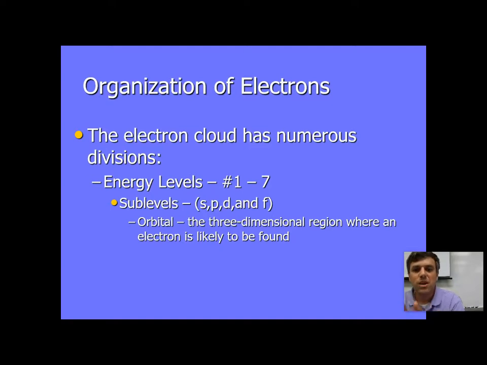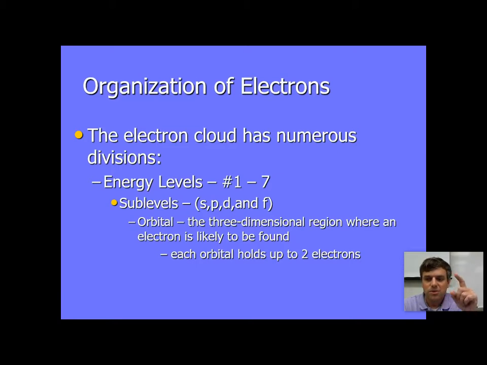Then, within the sublevel, there are orbitals, which are the 3-dimensional regions of space where you are likely to actually find the electron. And each orbital can hold 2 electrons. So unlike seats in a movie theater or at an arena where the seat only holds 1 person, these orbitals hold 2 electrons, kind of like seats on a school bus, I guess.